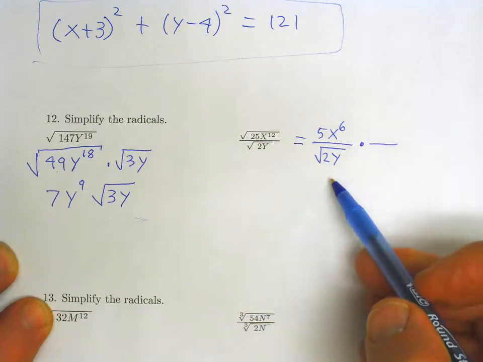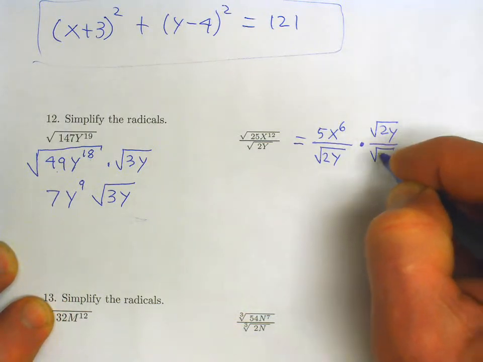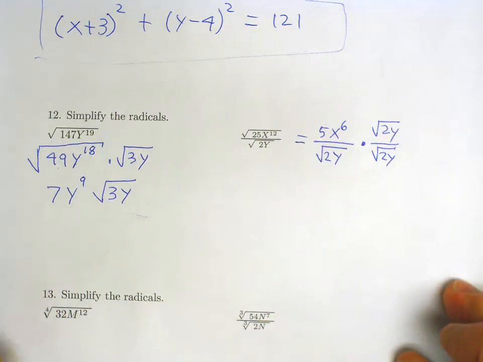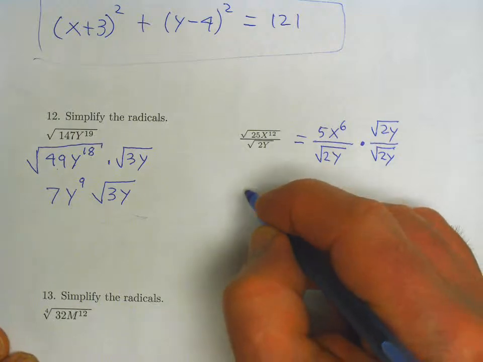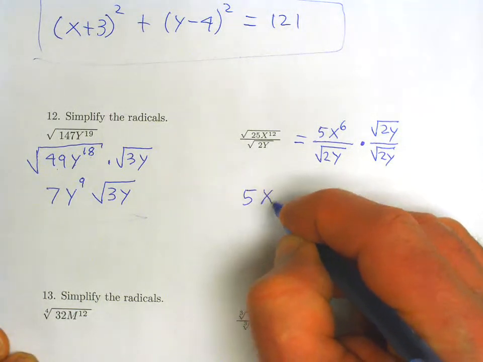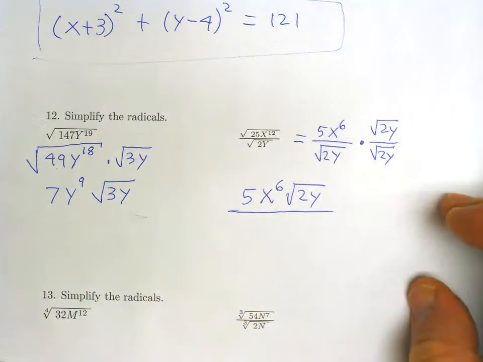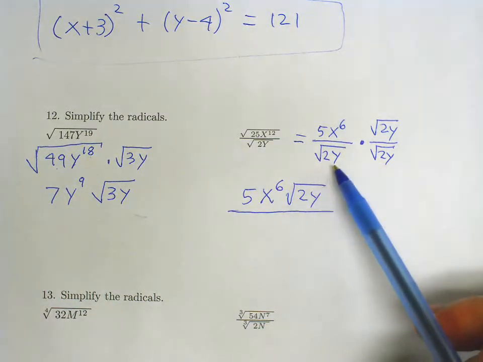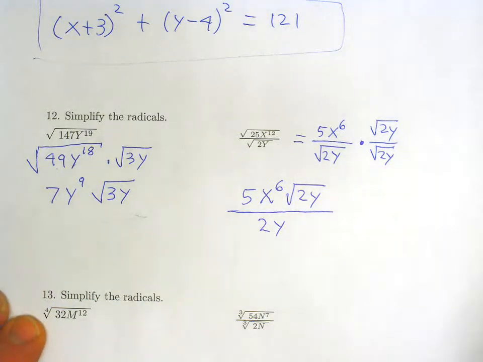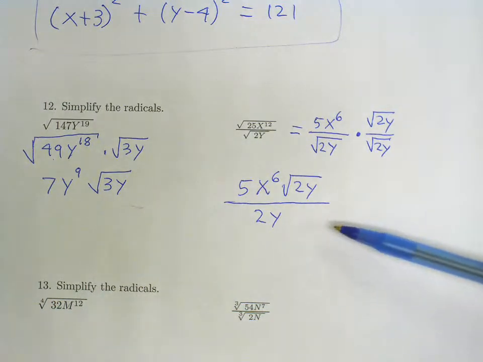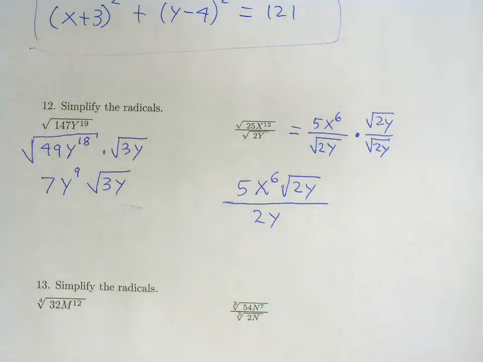And in this case, the form that 1 takes is the square root of 2y divided by the square root of 2y. Okay, so the next step is the simplified answer, 5x to the 6th times the square root of 2y in the numerator. And in the denominator, the square root of 2y times the square root of 2y simplifies to 2y. So now we no longer have a square root in the denominator. This is the simplified form.